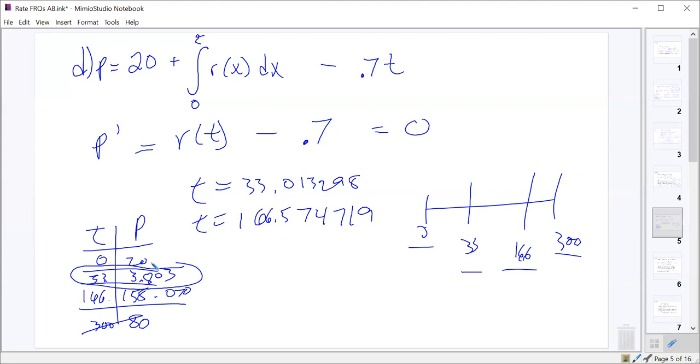And that was worth 4 points for that one. 1 for setting this equal to 0, 1 for identifying 33 as a potential value, 1 for the answers, and 1 for your justification, which is the full chart.